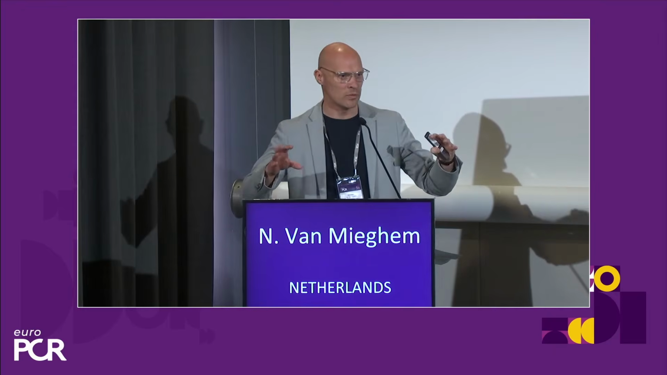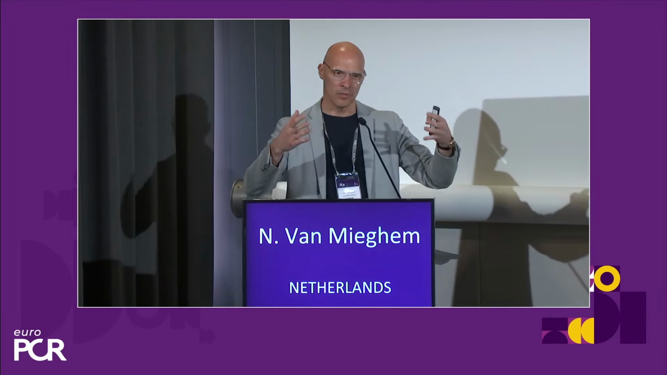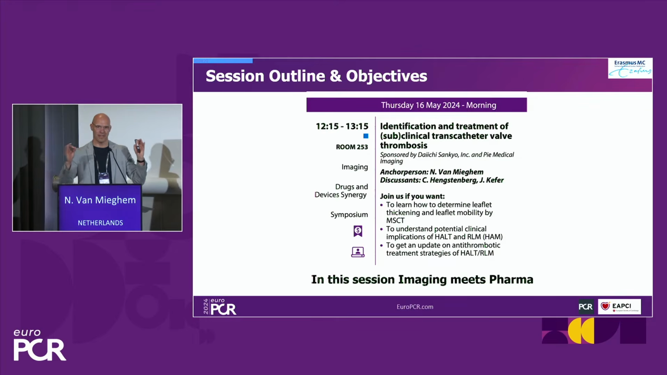Basically what we want to do is set the stage by briefly walking you through how we identify HALT and RLM. HALT is hypoattenuation leaflet thrombosis, and RLM is reduced leaflet motion. Then we will move on to try to understand what is the clinical impact of this CT observation. And finally, we'll also give an update on antithrombotic strategies to approach HALT and reduced leaflet motion.